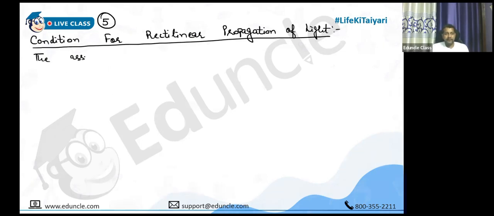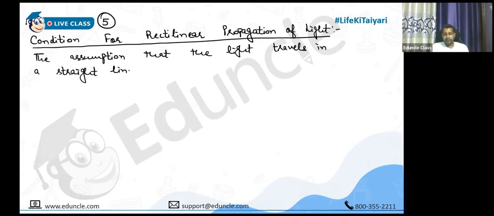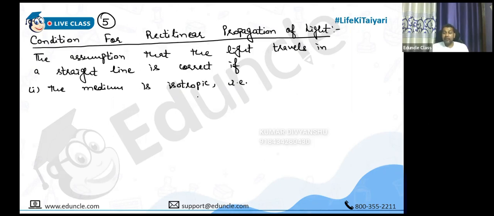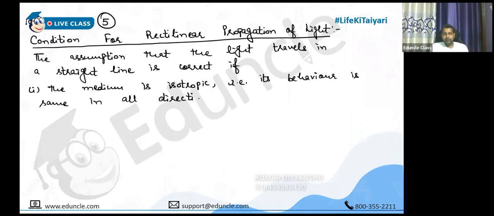So the assumption is that the medium is an isotropic medium, which means the properties of the medium are the same along different directions. This is the first point.